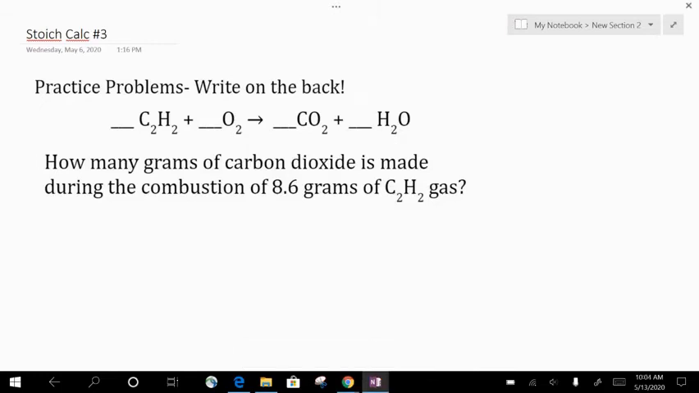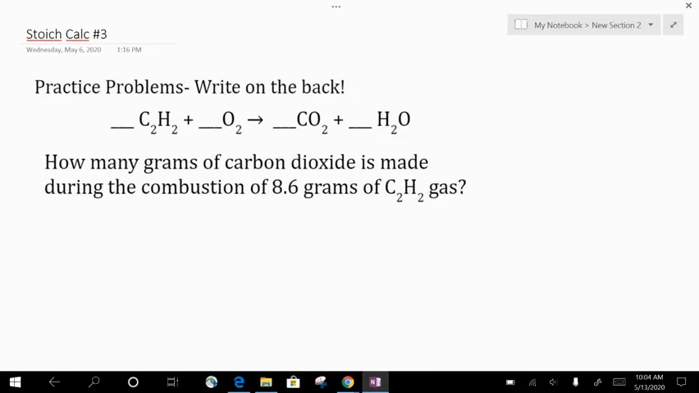This problem goes with slide number 9 from the stoichiometry notes, and this is our third practice problem. For this one, it's asking how many grams of carbon dioxide is made during the combustion of 8.6 grams of C2H2 gas.